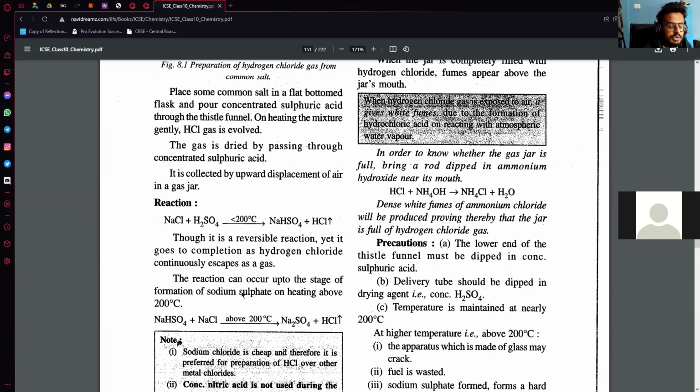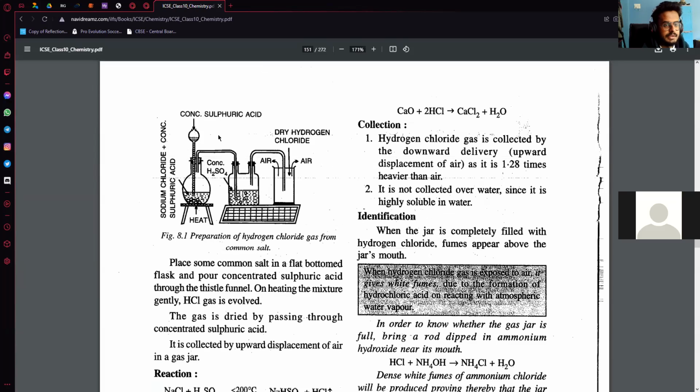Right? So we do the same reaction here, but the apparatus is we have a round bottom flask, then above that a thistle funnel is placed, and in the thistle funnel we slowly drop the sulfuric acid. We drop the sulfuric acid slowly from the thistle funnel down to the NaCl, right? So NaCl we know is common salt, the salt that we eat is called NaCl, right?